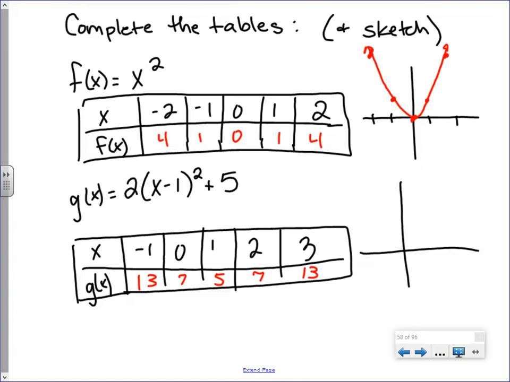Can you move it over just a little bit? I have my negative 1, my 0, 1, 2, and 3. I have 13, should be way up here. 7, 5, 7, 13-ish.